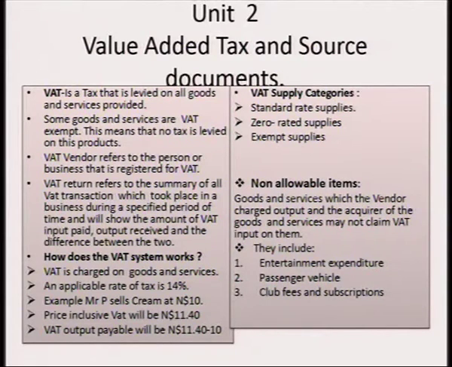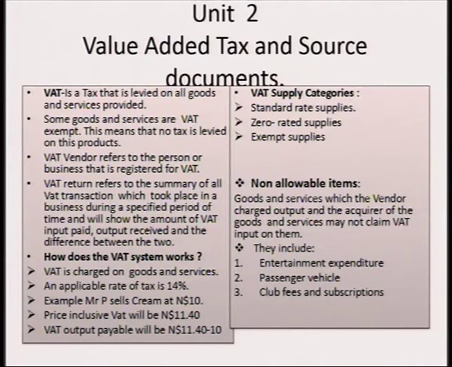There is no tax applicable to some goods and services, and those goods are called exempt supplies. They are not taxable. A VAT vendor refers to the person or business that is registered for VAT.